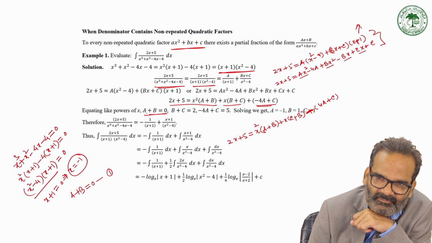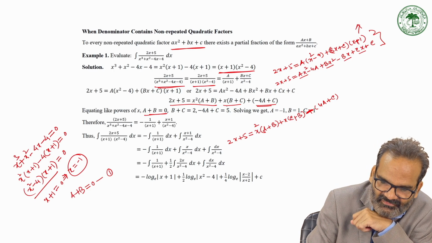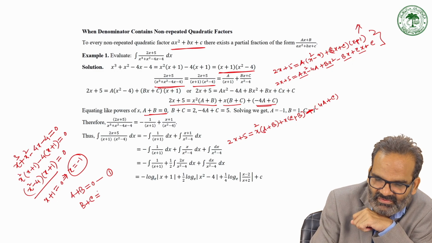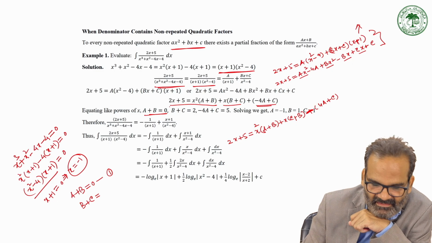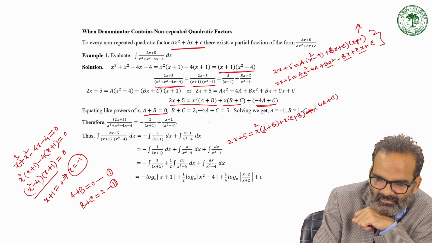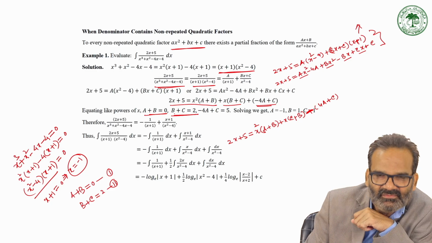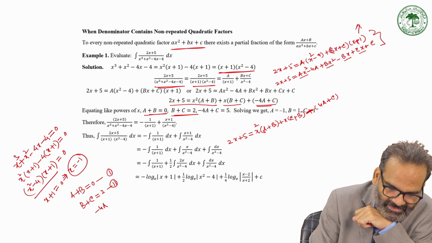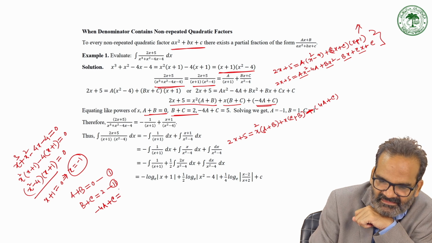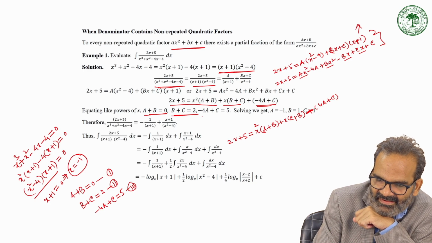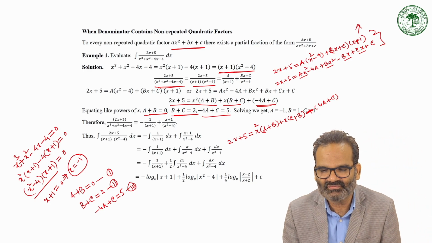Now compare the powers of x. The coefficient of x on the right hand side is b plus c, and this is equal to the coefficient of x on the left hand side, which is 2. This is equation number 2. So b plus c equals 2. Third, the constant terms, that is minus 4a plus c, equal the constant on the left hand side, which is 5. This is equation number 3. So minus 4a plus c equals 5.